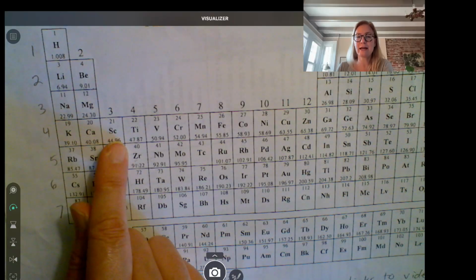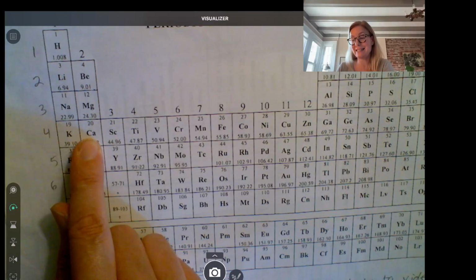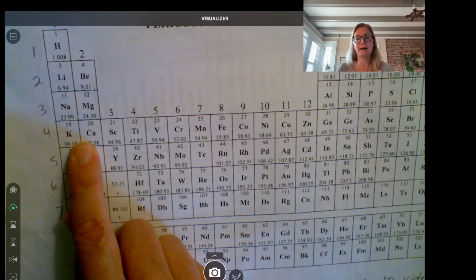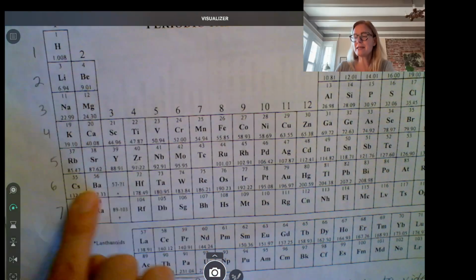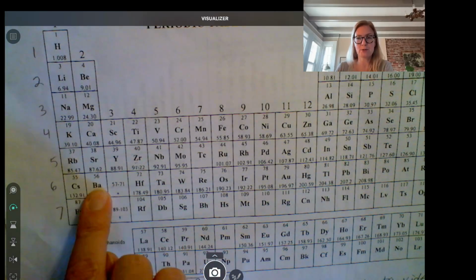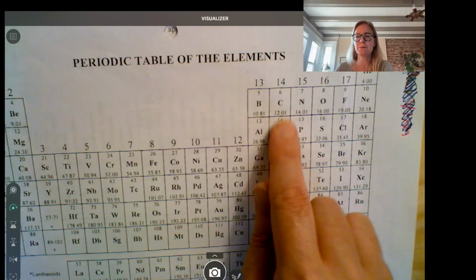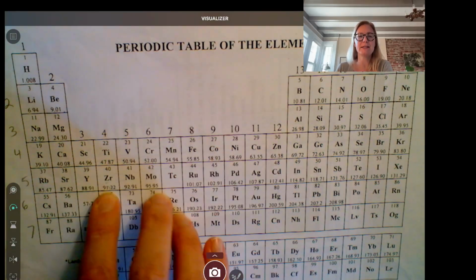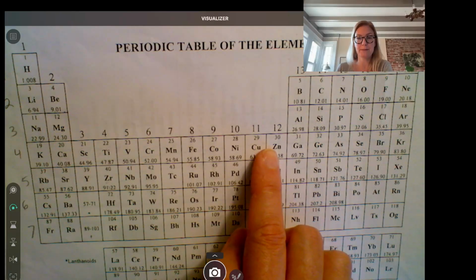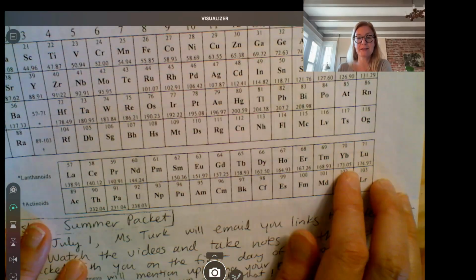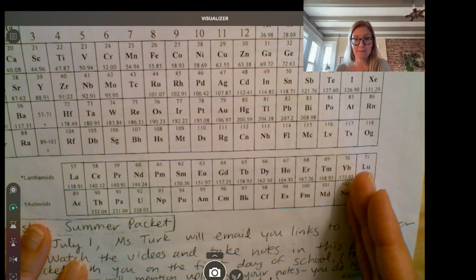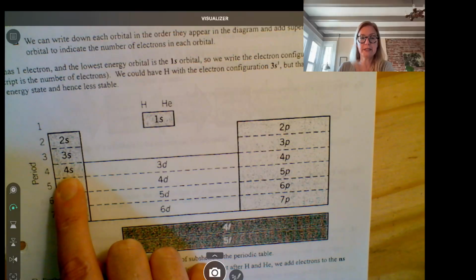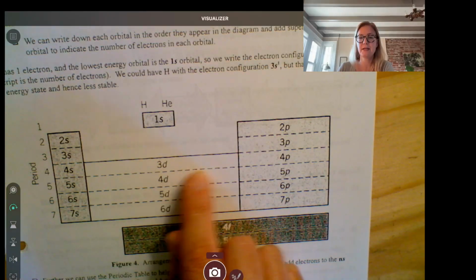Now something strange is going to happen. Remember, after 4s, we go to 3d. So as soon as we cross into the d block, it's going to go one level behind. We call this the S block because these all end in S1 and S2. We call this the P block because these end in P1 through P6. We call this the D block because these are all going to end in D1 through D10. And we call this the F block. These are all going to end in F1 through F14. So as you can see here, in the fourth period, after you fill 4S, then you fill 3D, then you go to 4P.